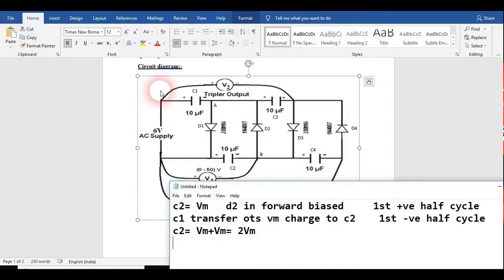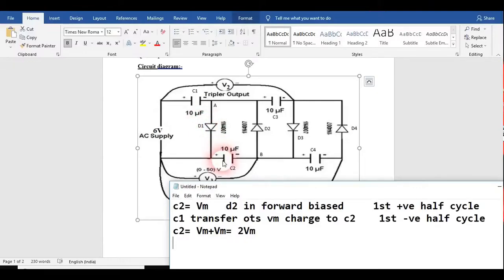When the second positive half cycle comes, since D2 and D4 are currently in reverse bias condition, D3 becomes forward biased. Now I'm not saying that D1 is coming in forward bias condition. Why? Should D1 also be in forward bias condition?